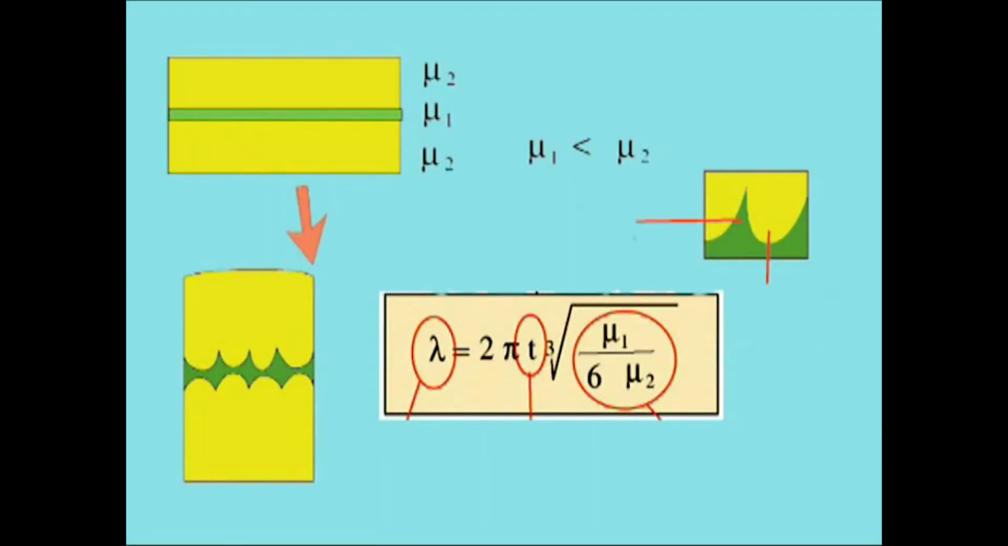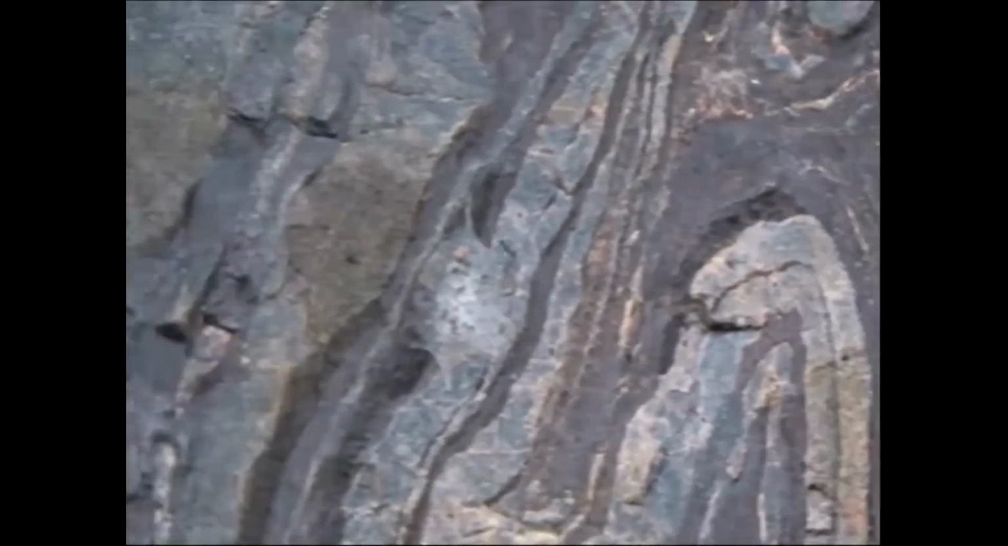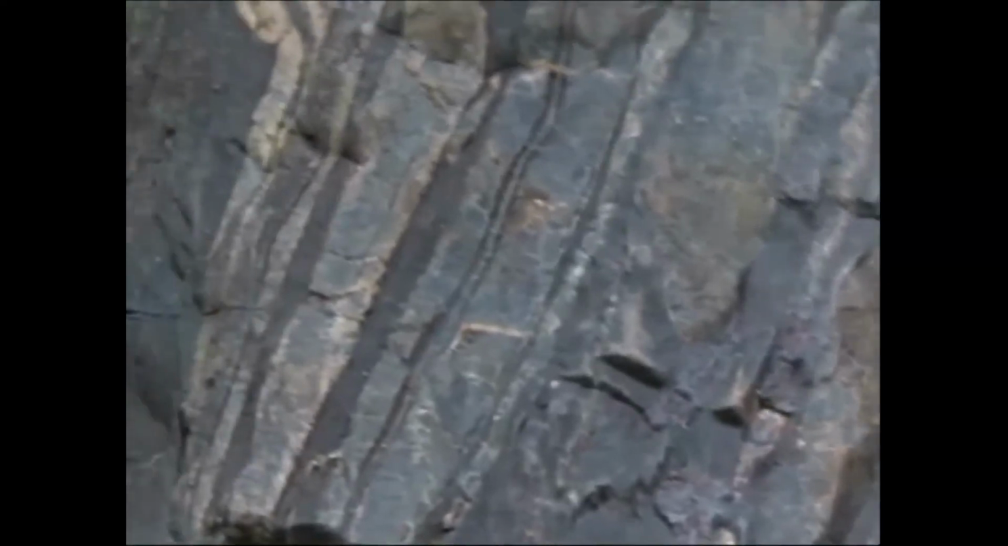The dominant wavelength or WD is represented by the equation 2πT times the cube root of μ1 by 6μ2, where T is the thickness of the layer that is being folded and μ1 and μ2 are the viscosity coefficients of the two layers. μ1 is greater, μ2 is lower.